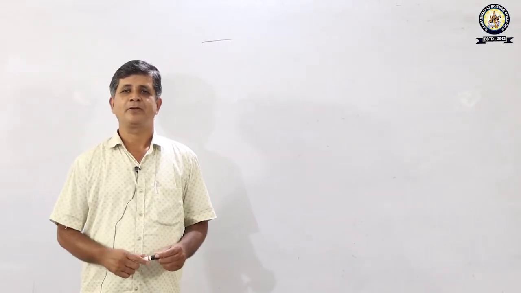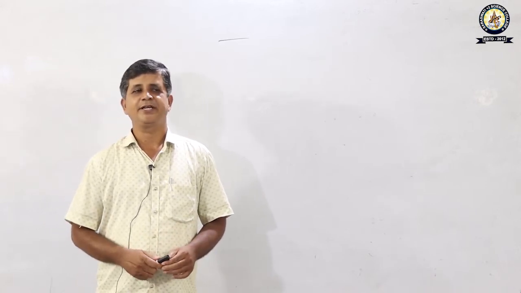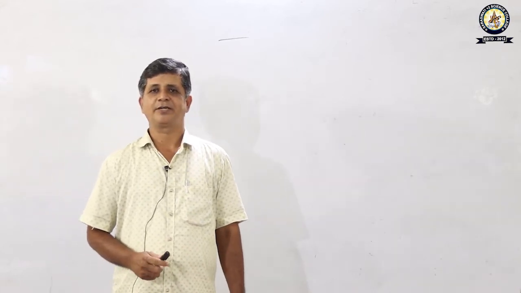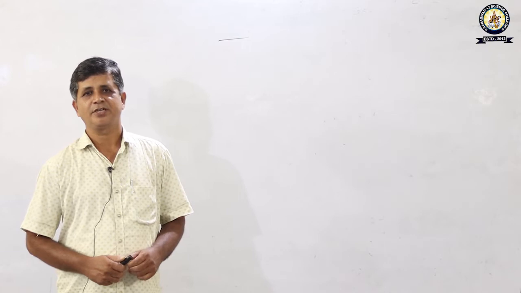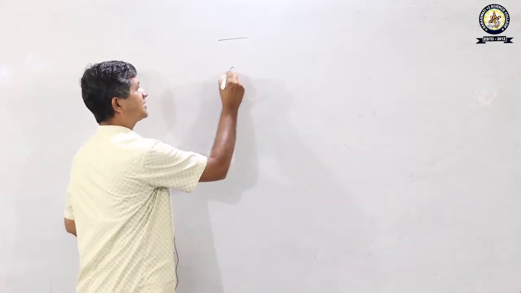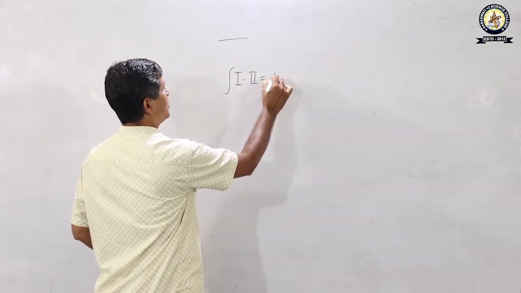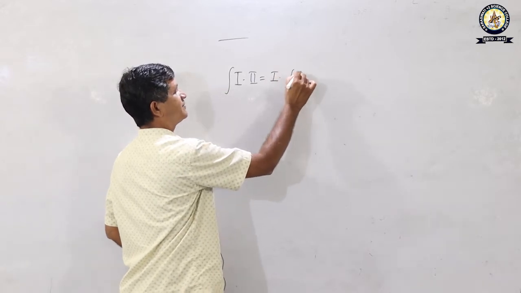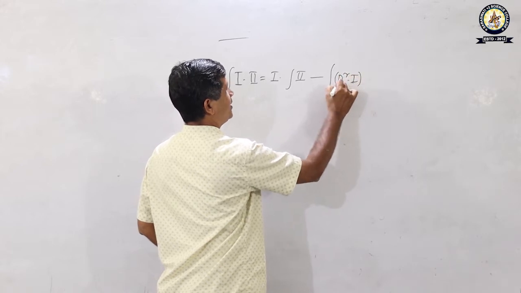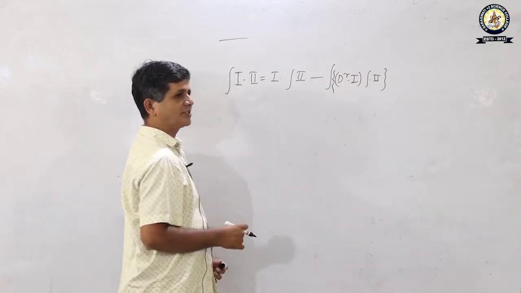Hello students, today we will discuss the second part of integration by parts, the integration of the product of any two functions. In the last class we discussed that the integration of first into second is equal to the first function into the integration of the second function, minus the integration of the derivative of the first into the integration of the second function, right? This we have already discussed in the last class.